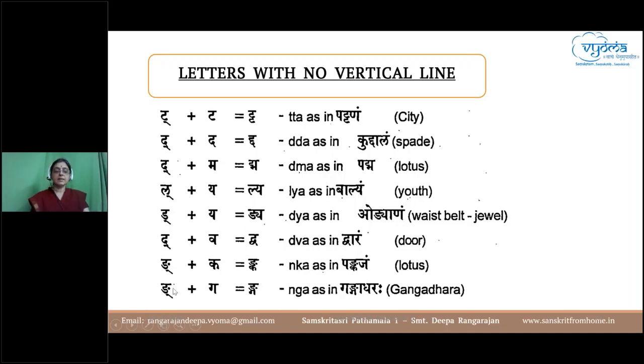Next is nga plus ga, nga, as in Gangadhara. Very good. Gangadhara. So ngakara plus gakara. Gangadhara. Very good. Dhanyavadaha.